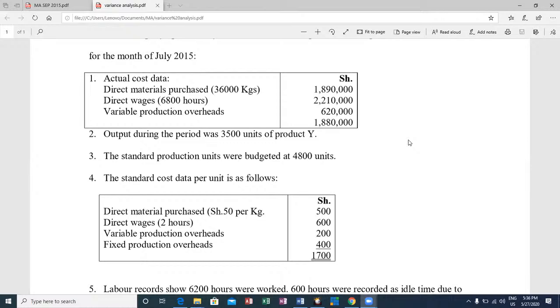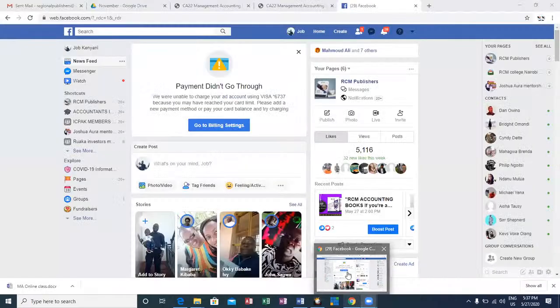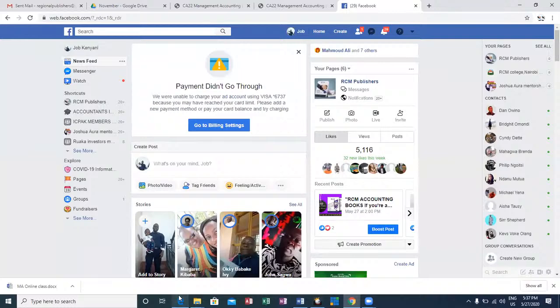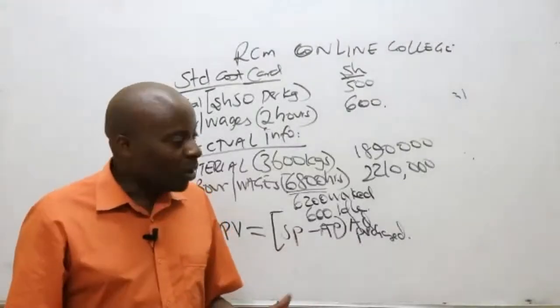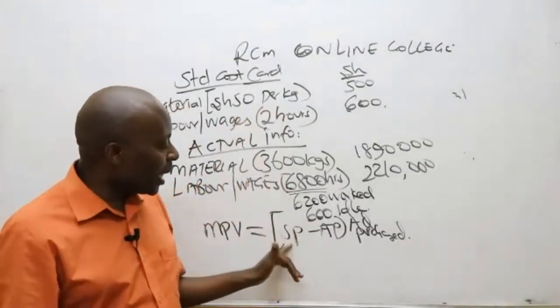Okay, so when we talk of material price variance, ladies and gentlemen, I know the formula, even from just the definition of the MPV. We know that MPV, material price variance, is about two prices. So we have the standard price minus the actual price, and then outside here we have the actual quantity that was purchased. So please, if you are doing this for the very first time, write there that our SP is the standard price per kilogram. At times it could be per liter, depending on the type of materials you've been given. But for now, we have kilograms.